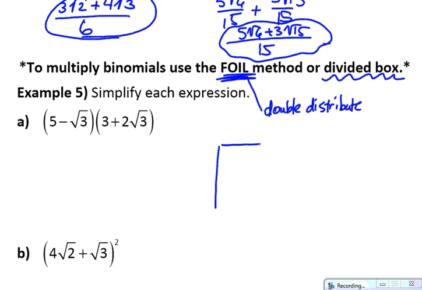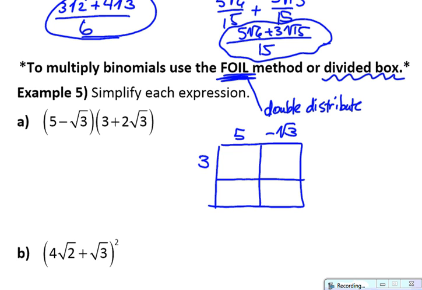So I've got my box. I'm multiplying 2 binomials. So I have 5 minus radical 3. And here I have 3 and then 2 radical 3. So let's multiply 3 times 5. So 3 and 5 is going to give me 15. 3 times a negative radical 3, it's negative. I have an outside and an inside, so that's going to look like this, negative 3 radical 3. Then down here's the 2 times the 5. The 5 and the 2 are outside, so that's 10 radical 3.